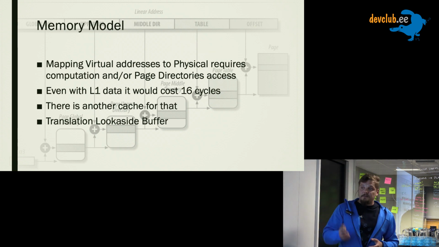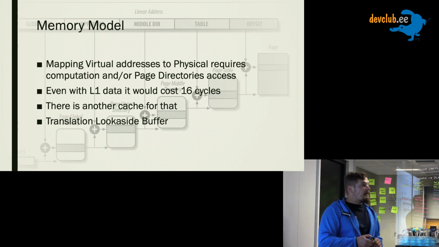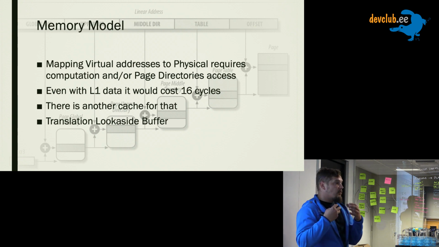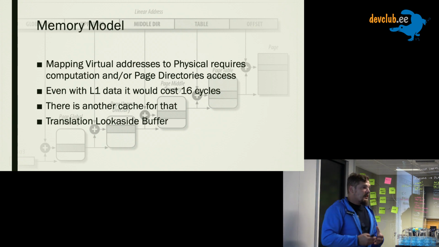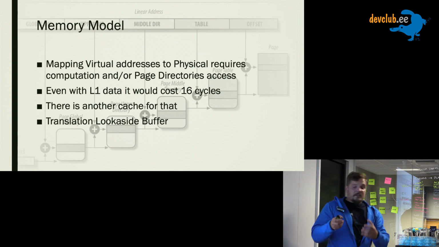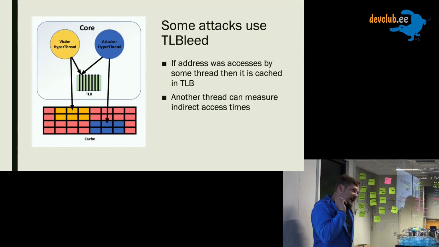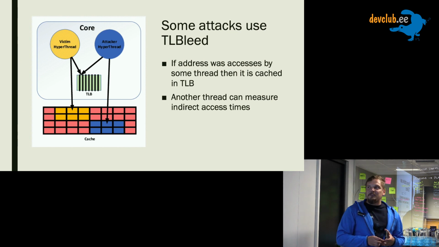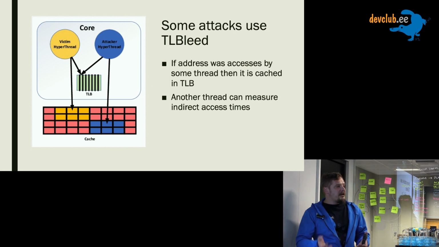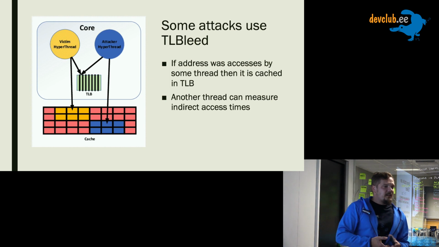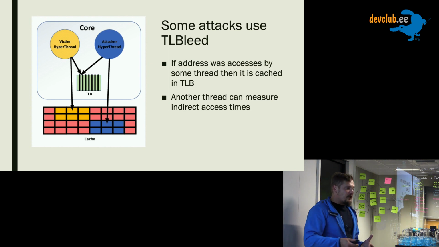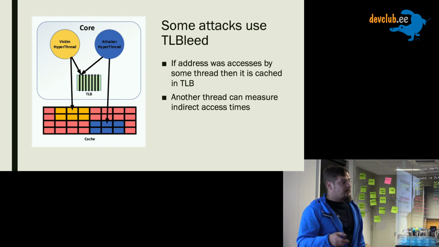And there is another cache for that, called the translation lookaside buffer, which means that if you resolve some so-called pages in memory, then partially or fully your part of this address is stored in the cache. And there are even some attacks which use this interesting approach. For example, if you want to access some protected memory, you can measure the time of a segfault, and it means that if this address was already accessed by someone else, then it is in the TLB cache.